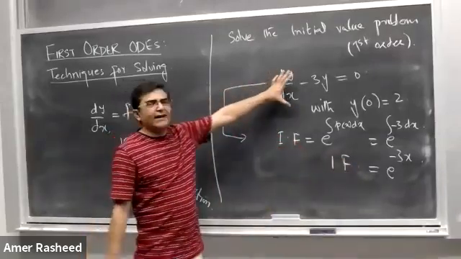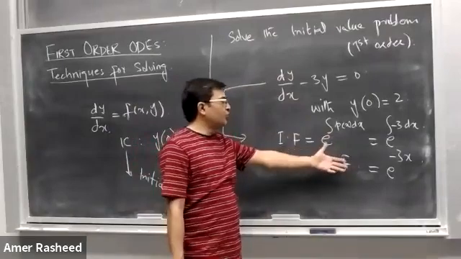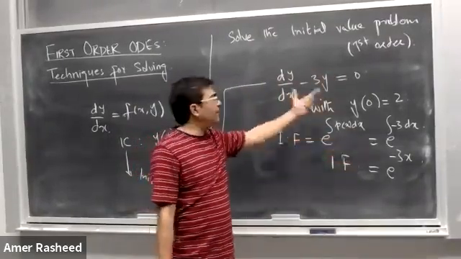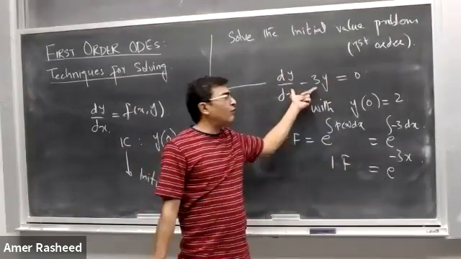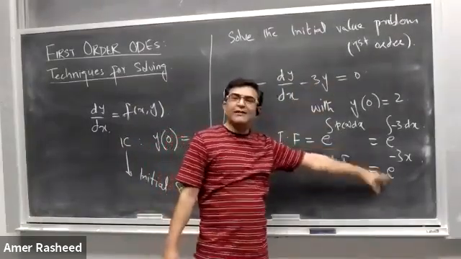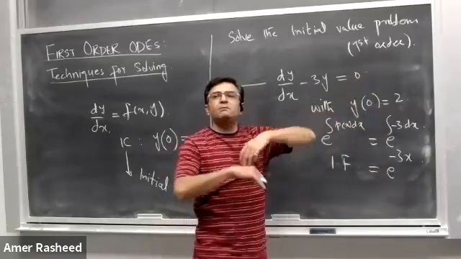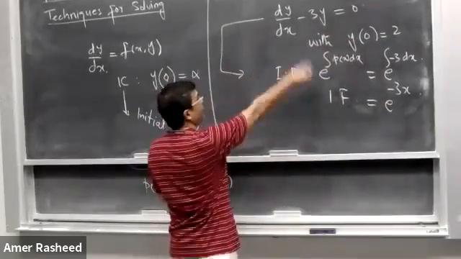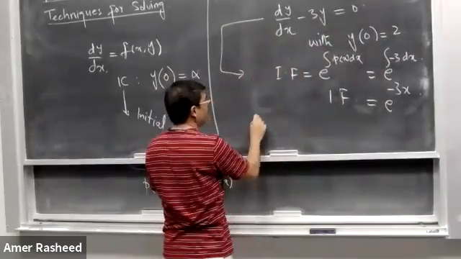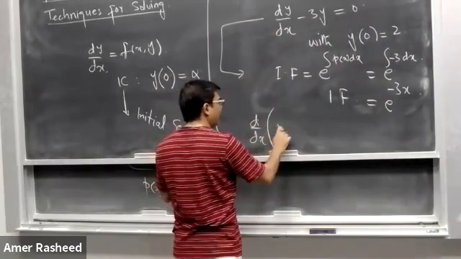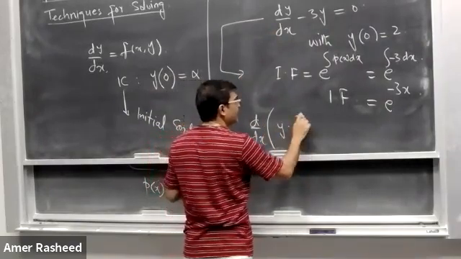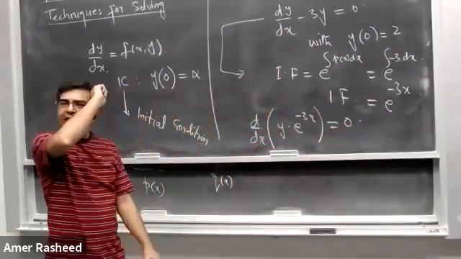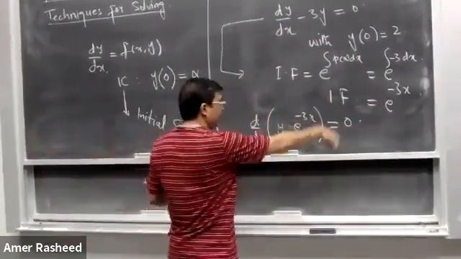Now, what we do, we multiply both sides of this equation by the integrating factor. The left-hand side will become the product rule of y and this integrating factor, and the right-hand side here is 0, so it will become 0. So what do we get after multiplying this equation with the integrating factor? We get d/dx of y times the integrating factor, which is e to the power -3x, is equal to 0. Okay. Now, what we have to do, we have to integrate on both sides.